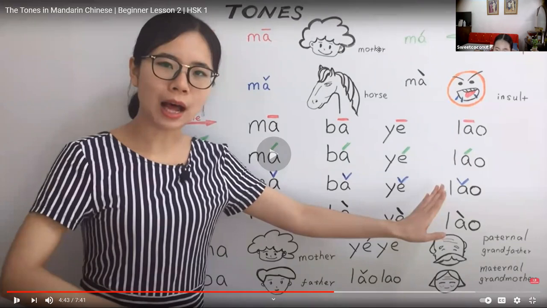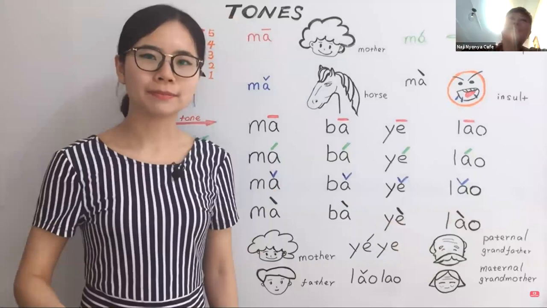The fourth tone is pronounced similar to the falling tone in English when giving a command. For example, stop. Stop. Stop. Now please repeat after me.